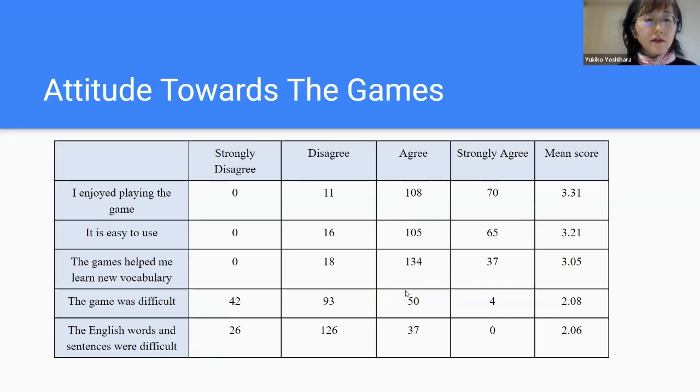So there were some negative things. Difficulty: the game was difficult, or the English words and sentences were difficult. There were 50 people who agreed, 4 people who strongly agreed, so 54 out of 189 students. So the rest didn't think so, right? Disagree 93 and strongly disagree 42. And the English words and sentences were difficult.